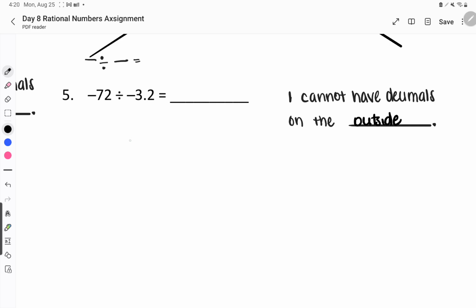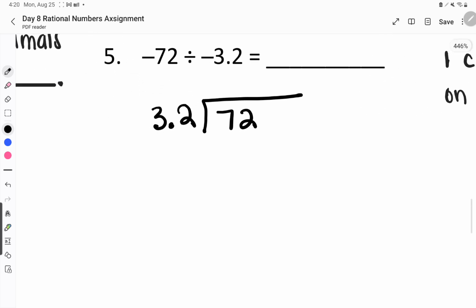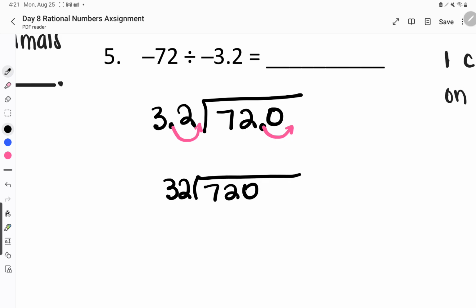We're going to start by setting up our problem. We have 72 divided by 3.2. We can't have a decimal on the outside, so I need to move this over how many times? Once. That means I need to move the inside decimal over how many times? Once. Well, right now there's not an inside decimal, so I need to add 1 onto the end, and then I'll move it over 1 time. I have to add a 0 right there. So this is going to be 32 going into 720.